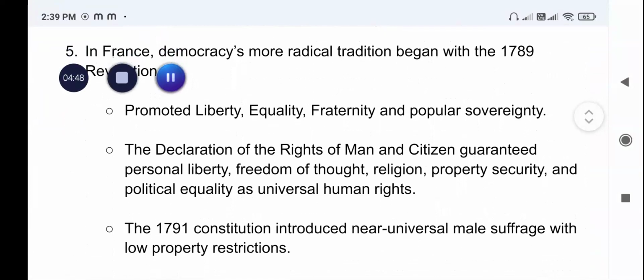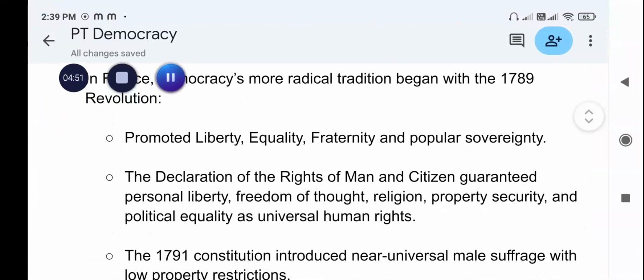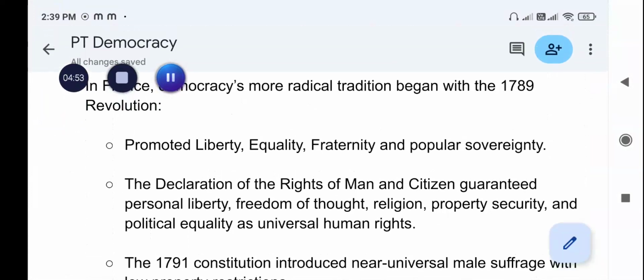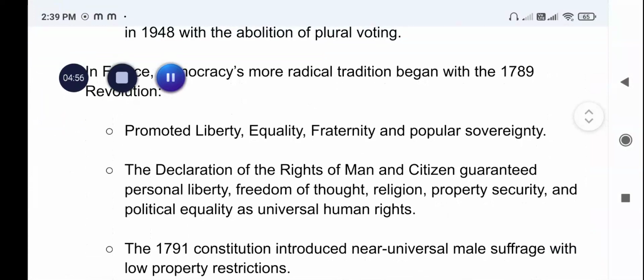In France, the democracy's more radical tradition began with the 1789 revolution. The 1789 revolution was the turning point in French democracy, which promoted liberty, equality, fraternity and popular sovereignty. The Declaration of the Rights of Man and Citizen guaranteed personal liberty, freedom of thought, religion, property, security and political equality as universal human rights.